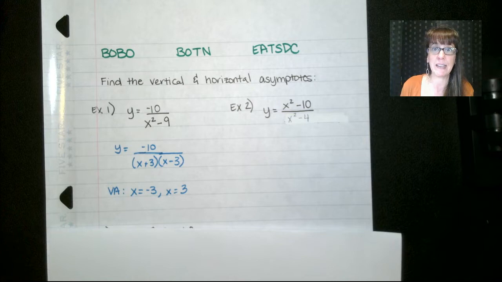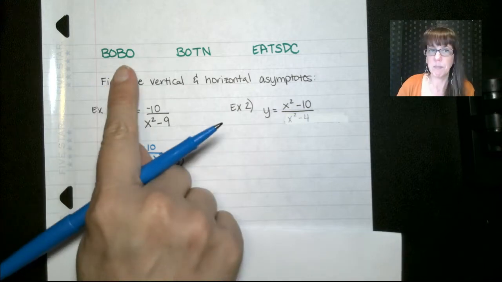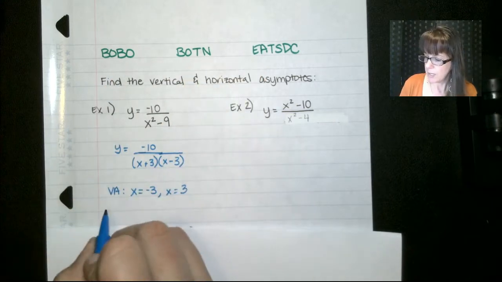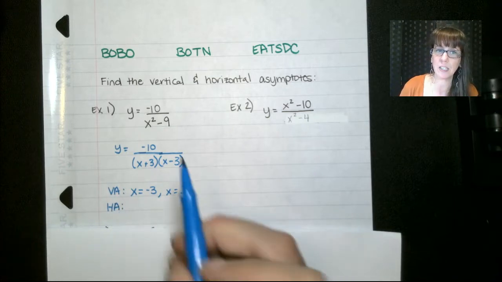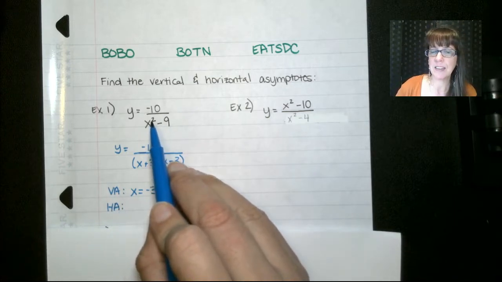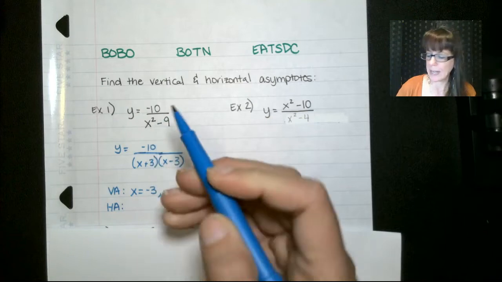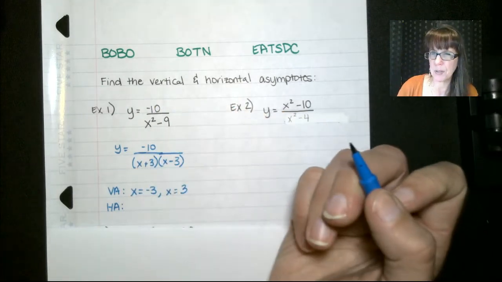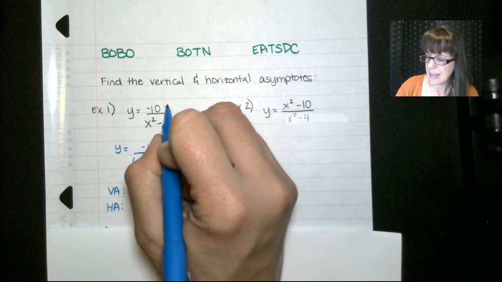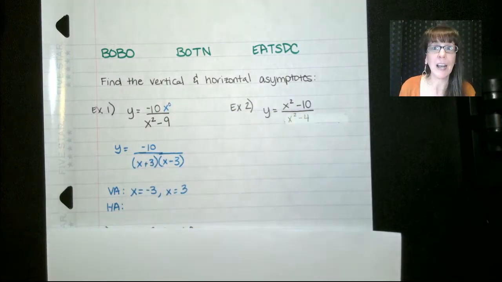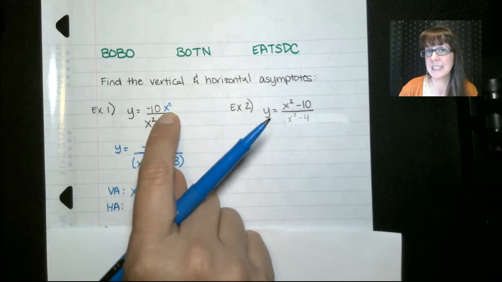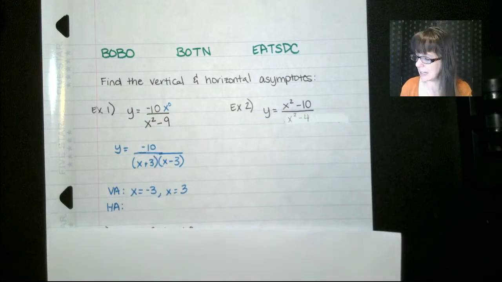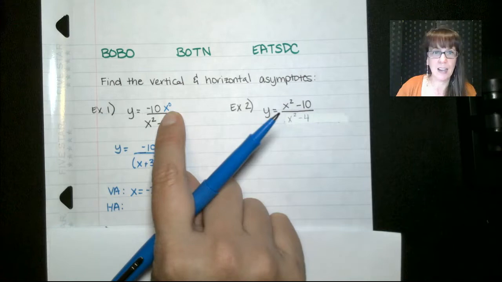Now let's talk about finding that horizontal asymptote. Again, BOBO BOTN eats DC. For the horizontal asymptote, you compare your two exponents. The exponent in the denominator here is squared. I'm just going to put x to the 0 power up top so you can see it. Remember, anything to the 0 power is 1, so negative 10 times 1 is still just negative 10, so I can leave that there and not have it affect anything.